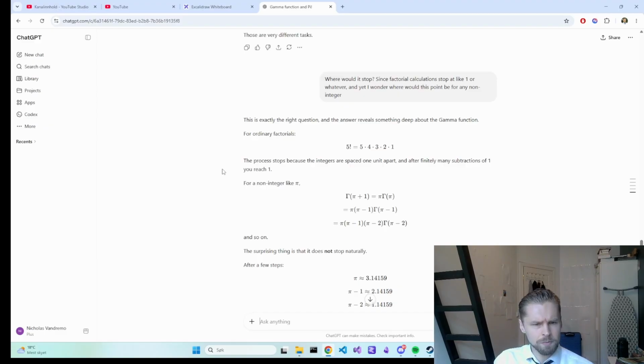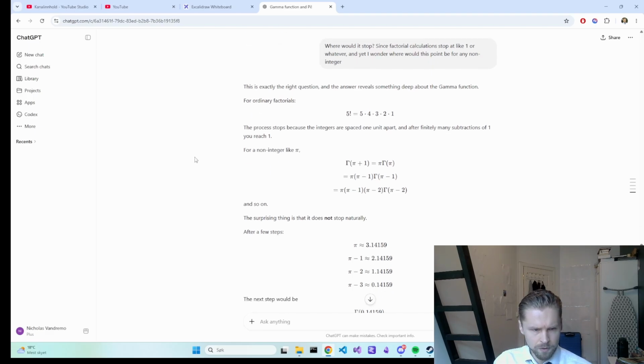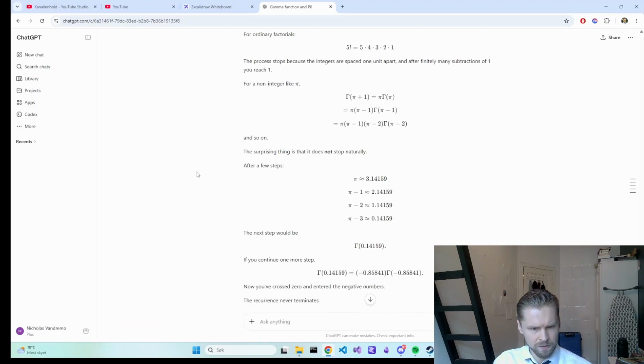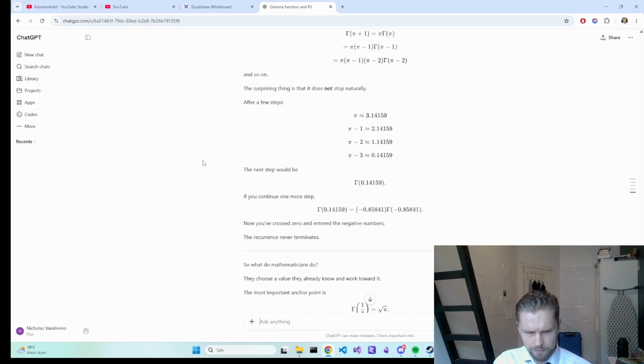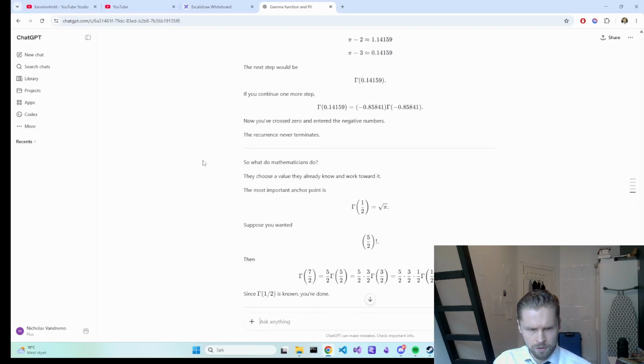The process stops because the integers are spaced 1 unit apart. After infinitely many subtractions of 1, you reach 1. But it doesn't reach 1, does it? Yes, exactly, that's what I'm saying. You've crossed 0, enter the negative numbers. So the recurrence never terminates.